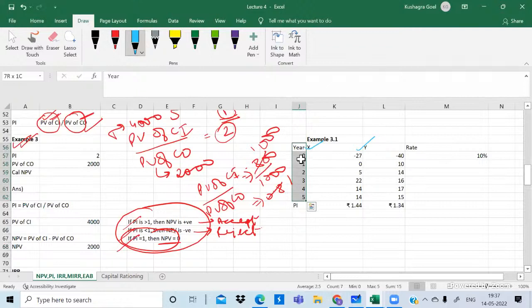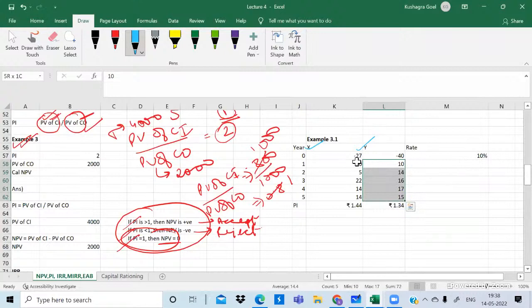So they're telling me how much am I spending today in the 0th year and what are my inflows in the first year, second year, third year, fourth year, and the fifth year. Now, for project X, they're telling me that I'm spending 27 today. And for project Y, I'm spending 40 today. And they've given me the cash flows for the next 5 years for project X, which is 0, 5, 22, 14, and 14. And for project Y, it is 10, 14, 16, 17, and 15. And they've also given me the discount rate, which is 10%.